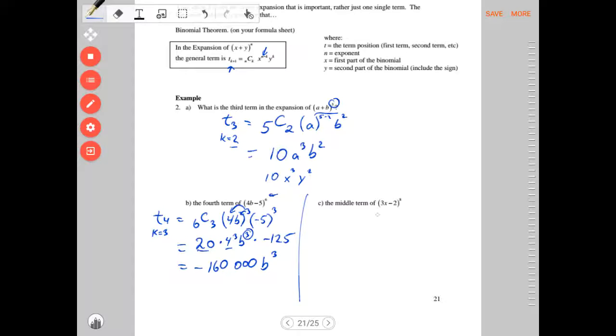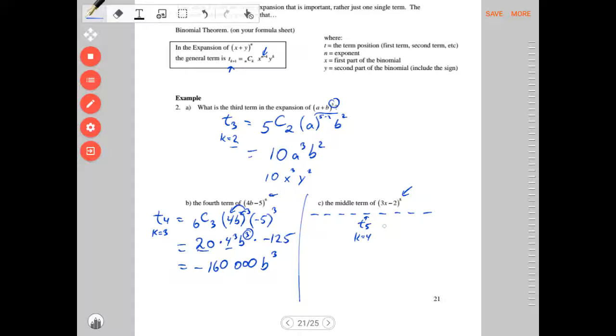Now, the middle term of this guy, 3x minus 2 to the 8th. Okay. This is where all that preamble stuff comes in really handy, because if the exponent is 8, we know that there's 9 terms. So 1, 2, 3, 4, 5, 6, 7, 8, 9. And the middle term is that guy. So that's T5. So I'm looking for the fifth term. So K equals 4. Okay, great.